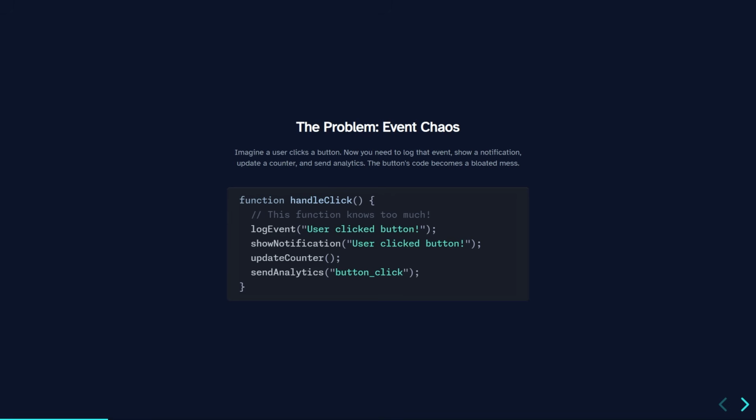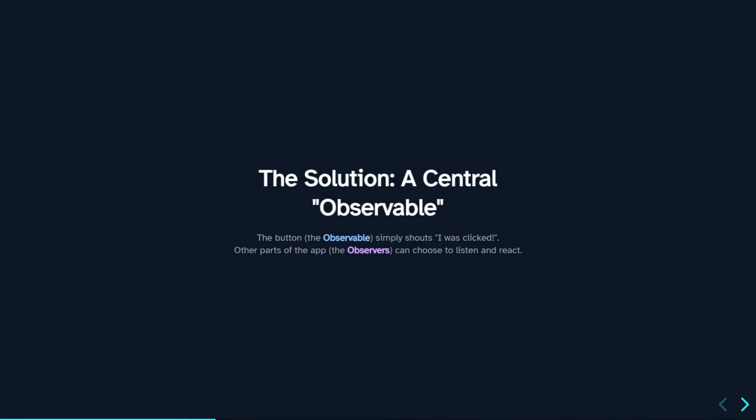This is not maintainable. The observer pattern flips this model on its head. The object where the event happens, we will call it the observable, has only one job: to shout to the rest of the app, "Hey, I was just clicked." Other parts of the application, the observers, can choose to listen to that shout. The button doesn't know who is listening or if anyone is listening at all. It just sends the signal.